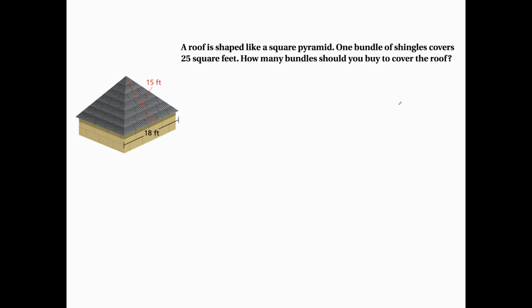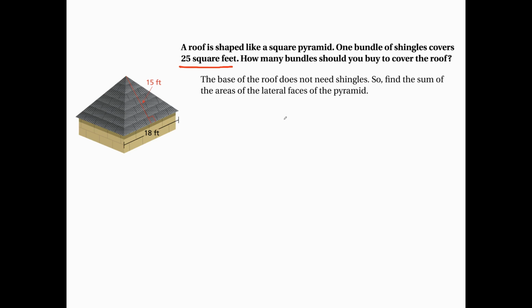All right, let's look at this problem. A roof is shaped like a square pyramid. That's helpful. One bundle of shingles covers 25 square feet. We want to know how many bundles should we buy? All right. So the base of the roof doesn't need shingles. So all we have to do is find the sum of the areas of the lateral faces of the pyramid, or the lateral surface area.